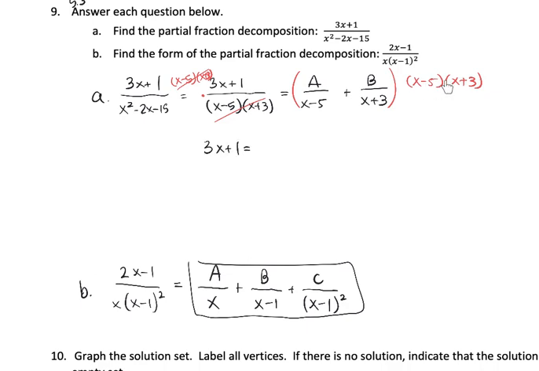When we multiply the lowest common denominator to each partial fraction, when it multiplies to a, the x minus 5 cancels with x minus 5, so x plus 3 distributes to a. So it's a times x plus 3. When the lowest common denominator multiplies to the b partial fraction, x plus 3 cancels with x plus 3, so it's x minus 5 that distributes to b.